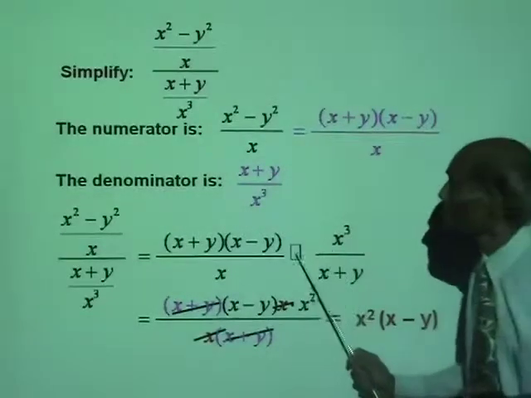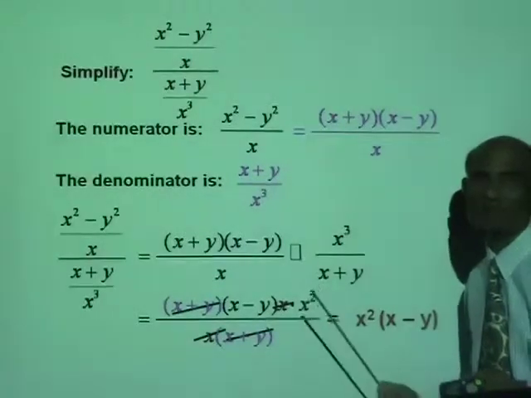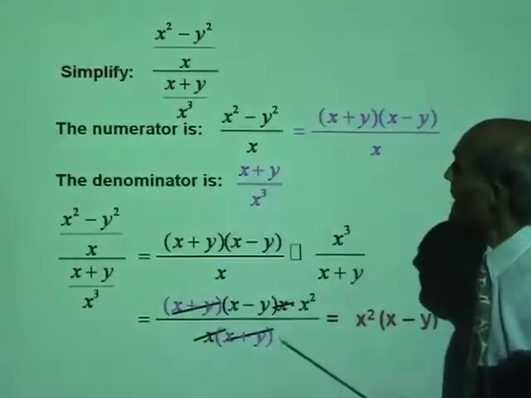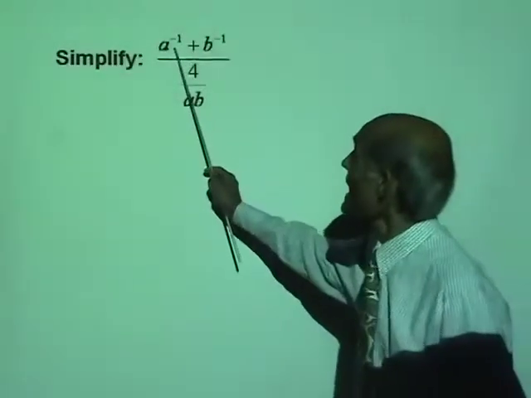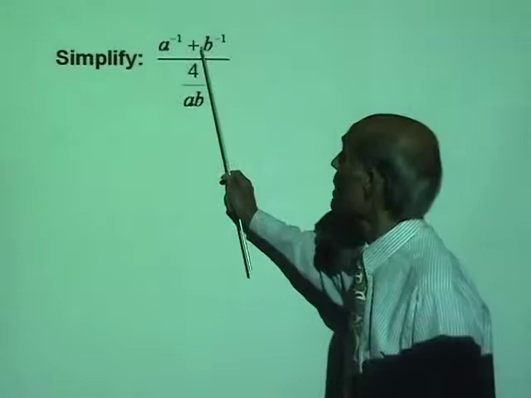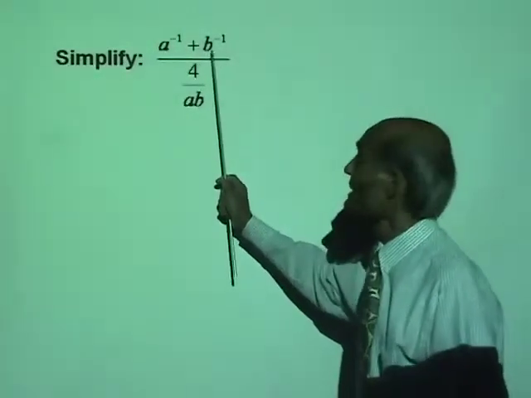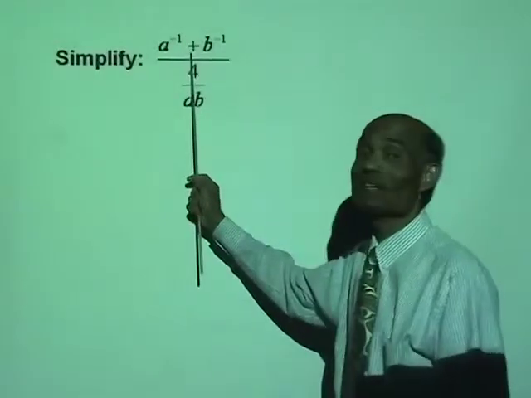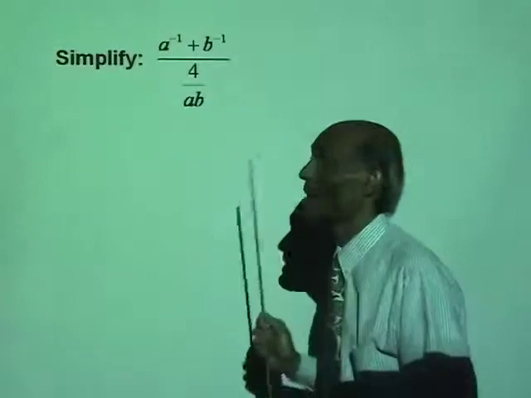Okay? Again, remember this is a multiplication. It is not a rectangle. Okay, let's do another one. A to the power of negative 1 plus b to the power of negative 1. Now that is my numerator, all over 4 over ab.